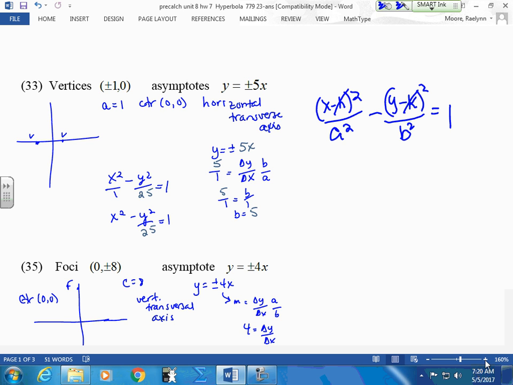Your asymptotes. This time they gave you an asymptote. Now, an asymptote is just an equation of a line. And the only part of the line that helps you is your slope, because that's the part we're looking for. So just pull out your slope. Your slope is the change of y over the change in x. So 5 over 1. Now, underneath your x happens to be where your a is. So you know what a is now.